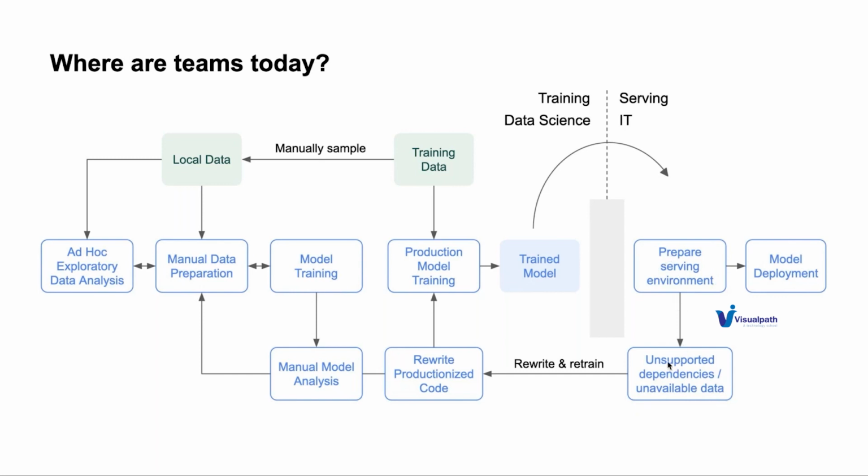And if there is any unsupported dependency or unavailable data, then you rewrite things and retrain the model. Say you get some new data which you have never seen, and your model is not able to predict on that. So you will note that alert, and you will pass it to the training data science team.